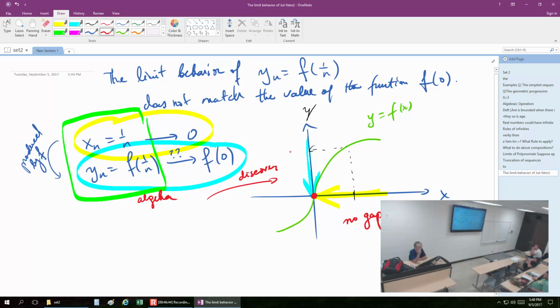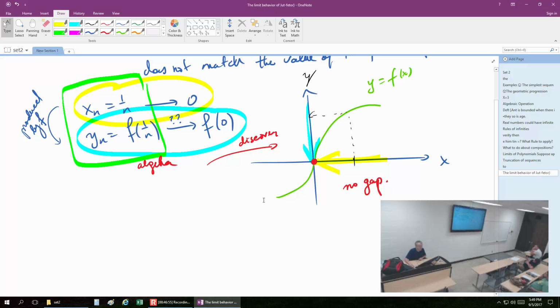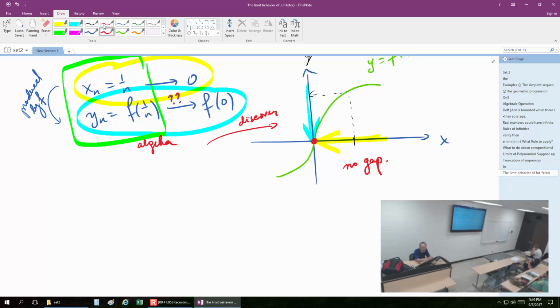You take a sequence of x's converging all the way towards 0, and then produce a sequence of y's and see where it goes. If there's a match, and the match is here, I put a question mark here in order to emphasize that it doesn't have to happen, and to demonstrate when it does not happen, the function has a gap. So let me carry this out, and I will make the function different only slightly, like this.